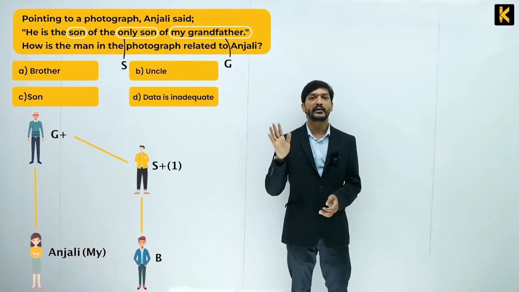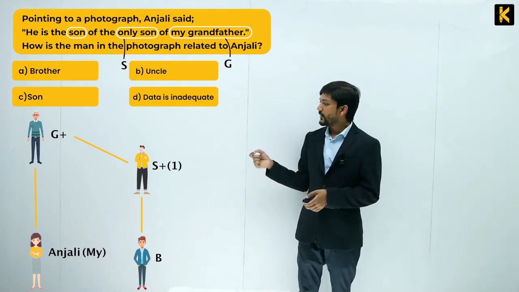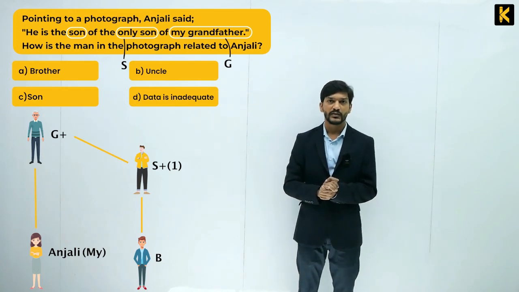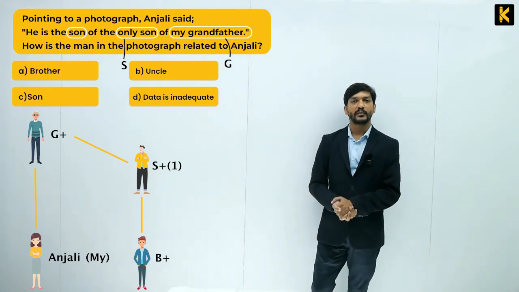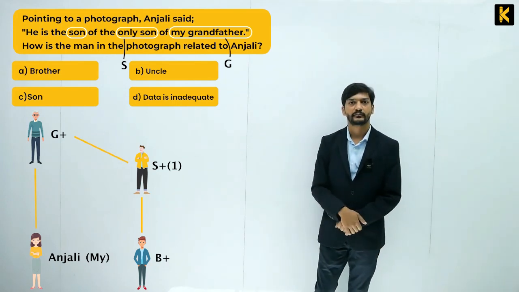You can take any letter. I am not taking A because with A I am thinking Anjali. That's why I am not taking A. So with letter B I have represented the son of S. Because it is a male person, I should write B plus. Alright. Now think please. As per the statement, this is the diagram.